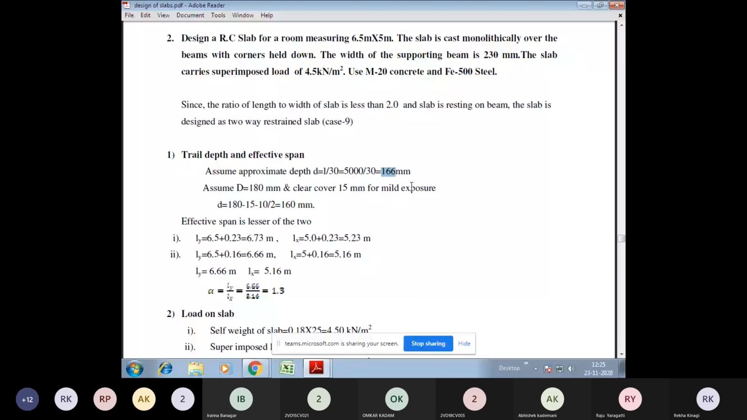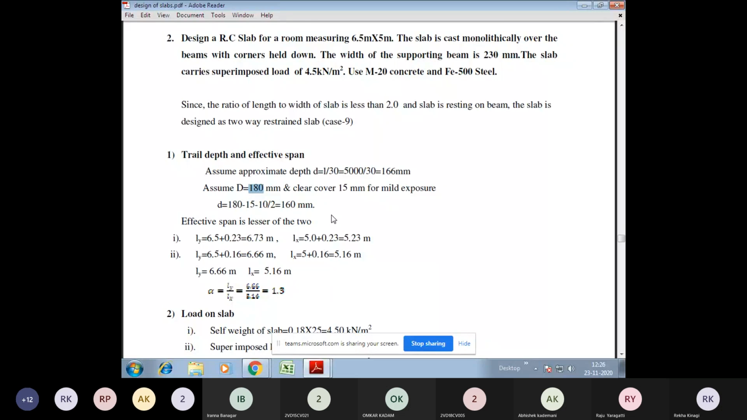Based upon this calculation, we have assumed that the overall depth is 180 mm and the clear cover is 15 mm, so that we will get an effective depth of 160 mm. So the effective depth is 160 mm and the overall depth is 180 mm. Then the effective cover assumed is 20 mm. You can assume 20 mm or 25 mm depending upon your design and the exposure conditions.